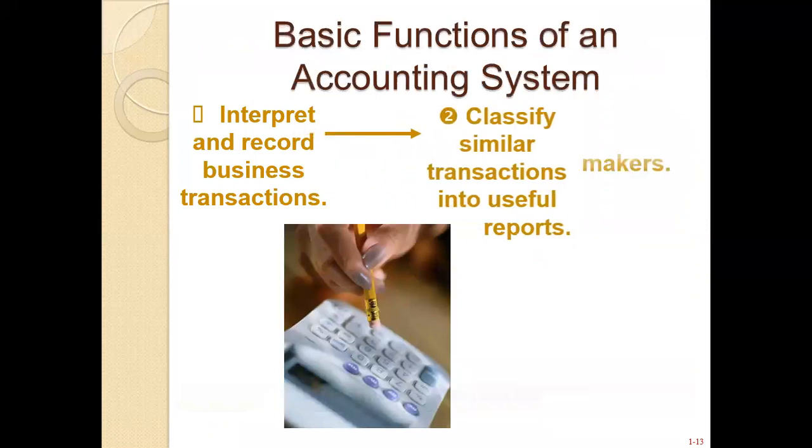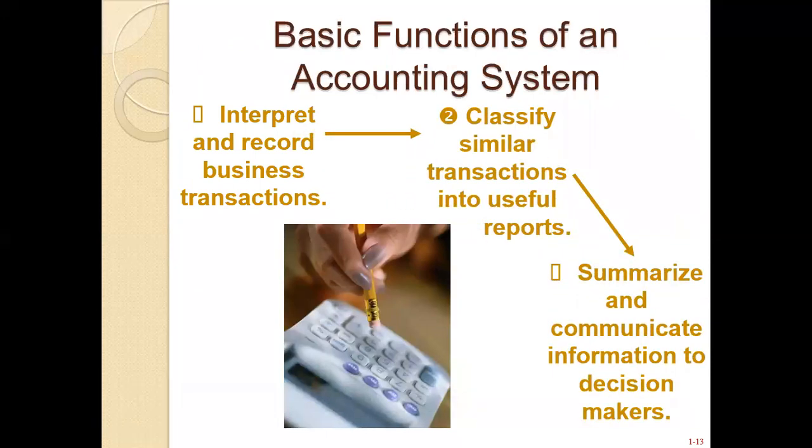Now finally we come to the basic functions of an accounting system. The accounting system consists of three parts. The first basic function is to interpret and record business transactions. It is a very important thing because your whole accounting will be built on these three steps. Again, it is basically a repetition of the first two slides of this chapter.